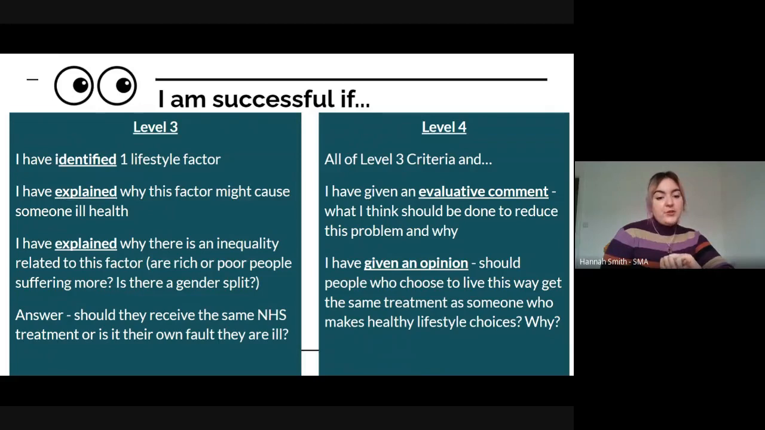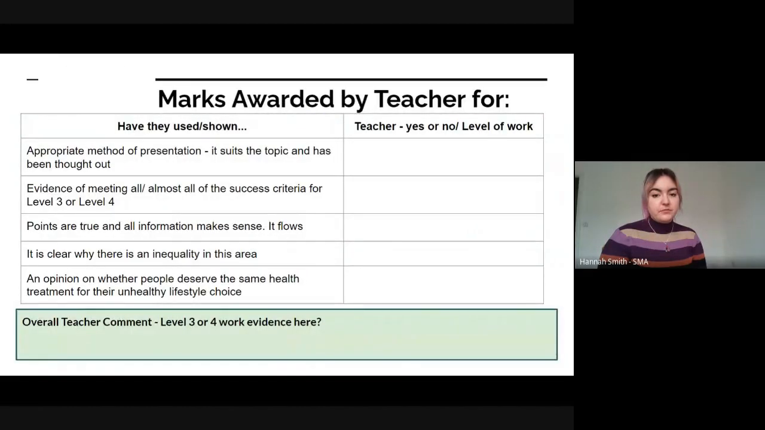You then need to answer the question, should they receive the same NHS treatment as anybody else, or is it their fault they're ill? Now, I know in my class we've had some discussions about this already. That is an opinion question. There is no right or wrong answer. Teachers just want to see you make an opinion and tell us why. For level 4, you need to do all of that plus what you see in the box on the right-hand side of the PowerPoint as well. So there's a little bit more to it, okay? You need to be much clearer with your opinion. You'll also see on the last slide what your teacher will be marking, and we're looking to see if that means you're working at level 3 or 4.